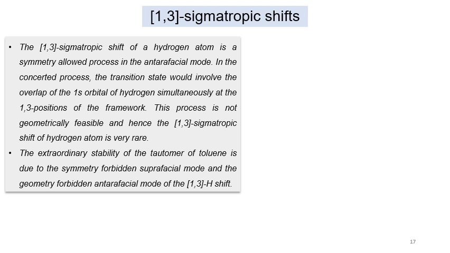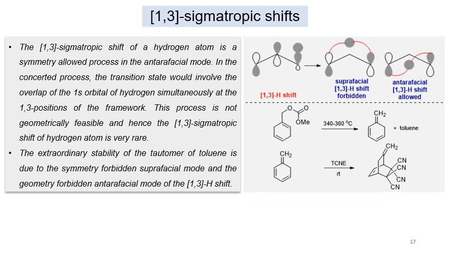Now this is a symmetry allowed process in the antrafacial mode. In the concerted process, obviously the transition state would involve the overlap of the 1s orbital of the hydrogen simultaneously at the 1,3 positions of the framework. Now, in the antrafacial shift, this is geometrically not feasible. Therefore, the 1,3 sigmatropic shift of hydrogen atom is extremely rare. An example of this is given in this particular example.